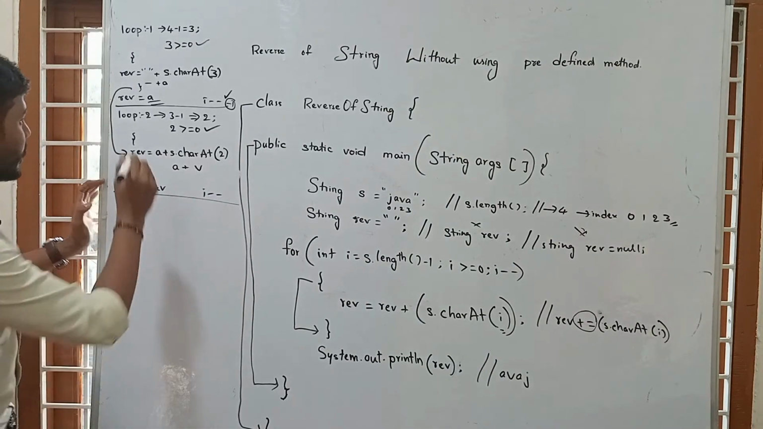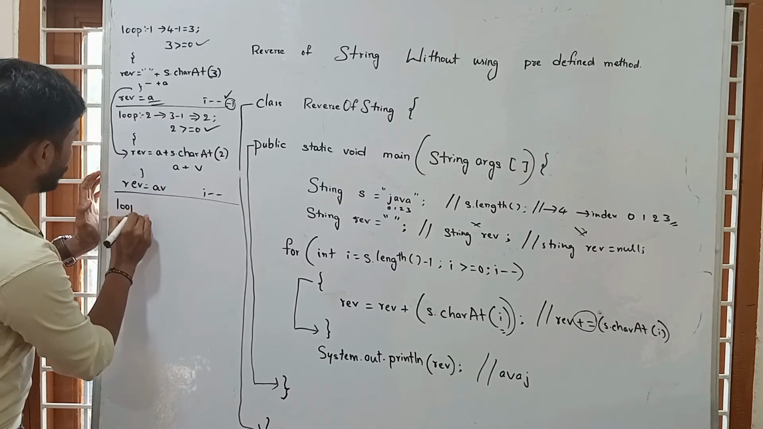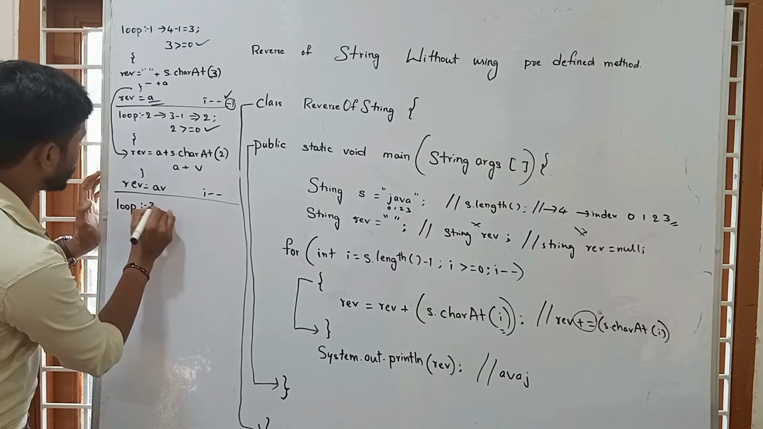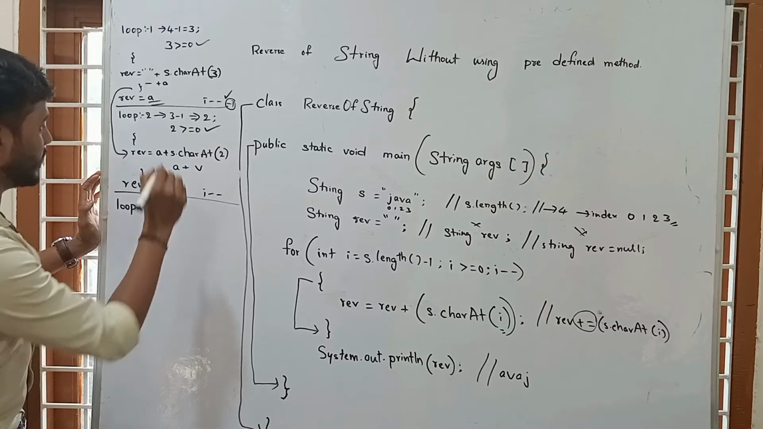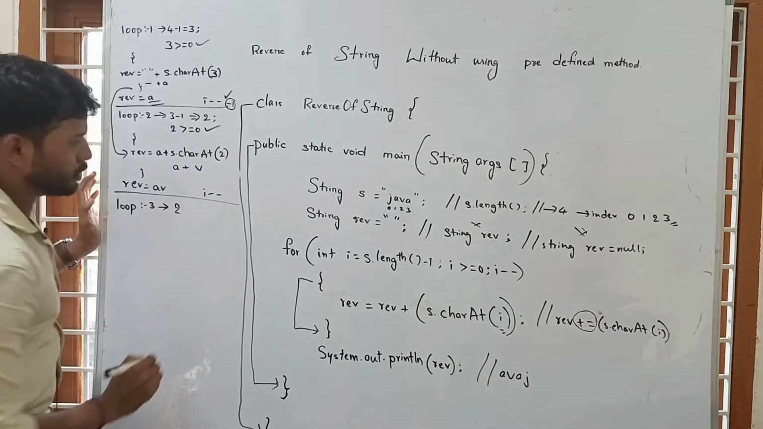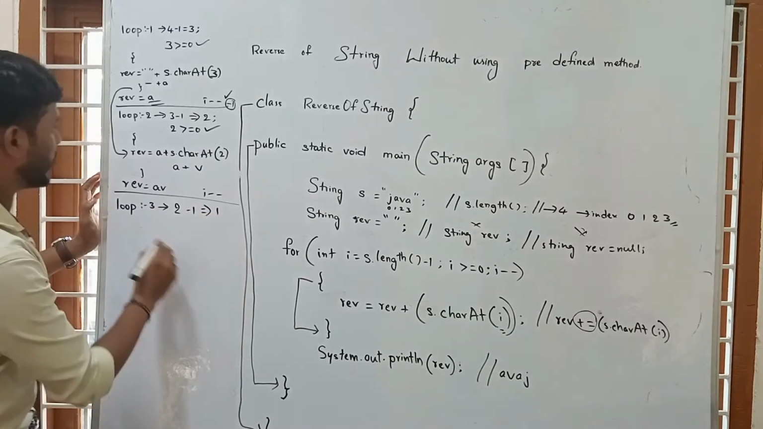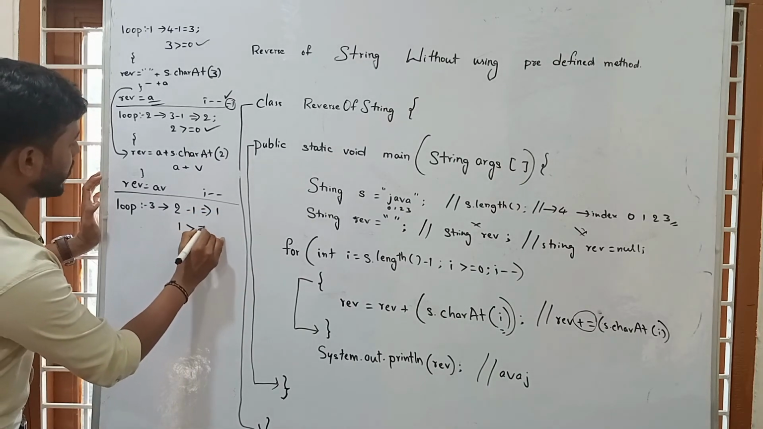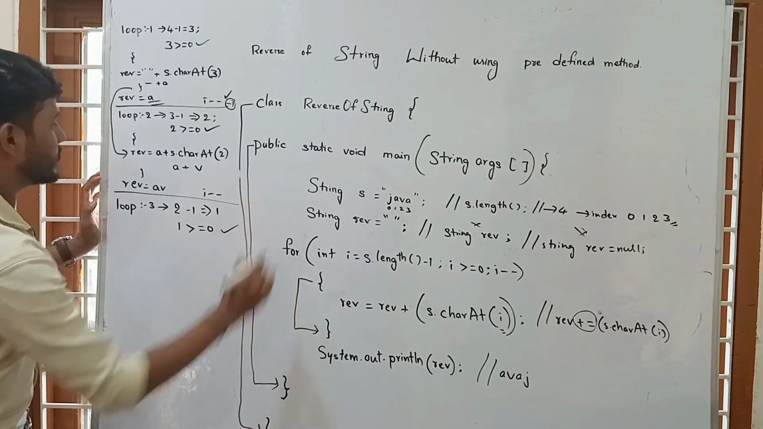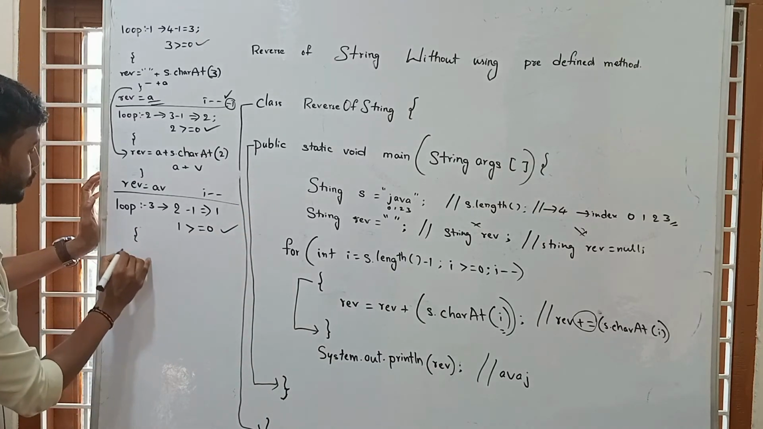Now here loop number 3. Again we have an i value of 2. And again we have a decrement. 2 minus 1 equal to 1. 1 greater than or equal to 0. Yes, the condition was satisfied and the loop was open.